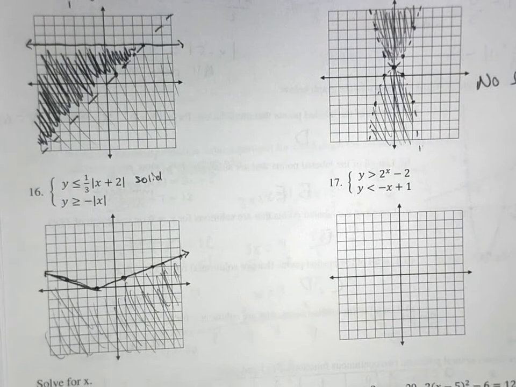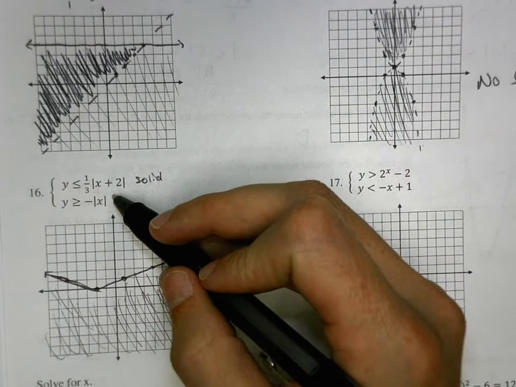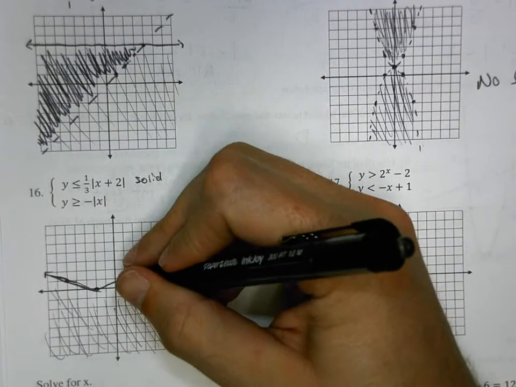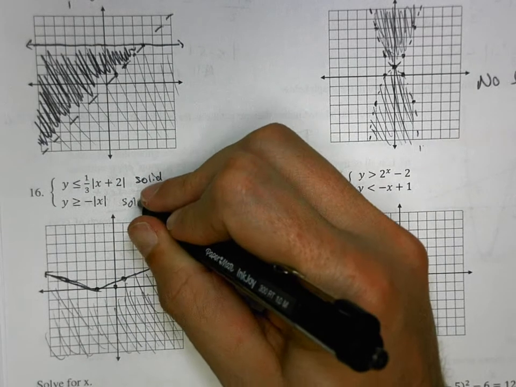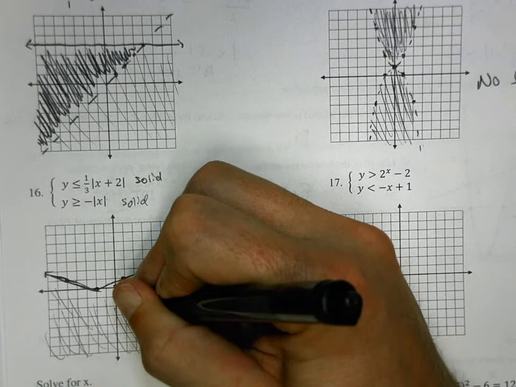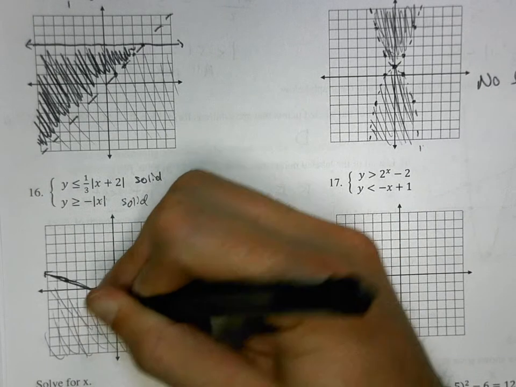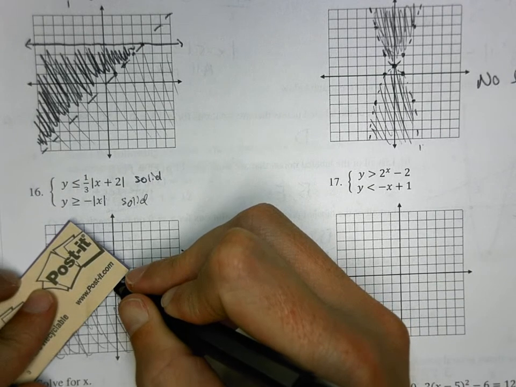This other one says greater than the negative absolute value of x. So I start at 0, 0 because there's no shift. Again, a solid line because it says or equal to. And it's down 1 over 1. Okay, so here we go.